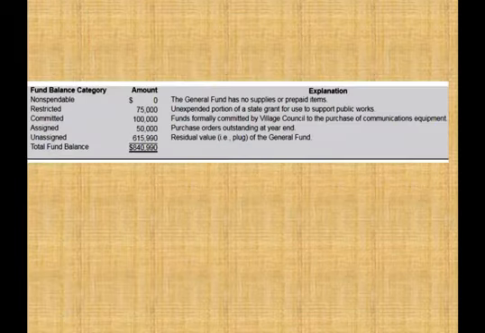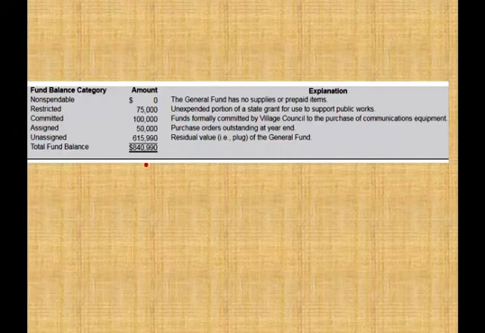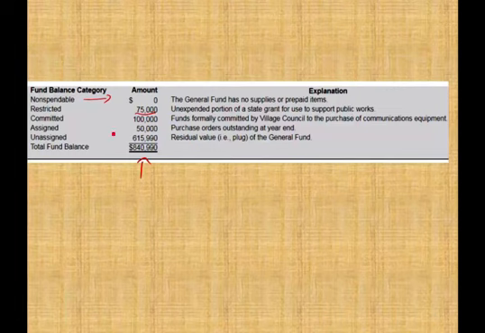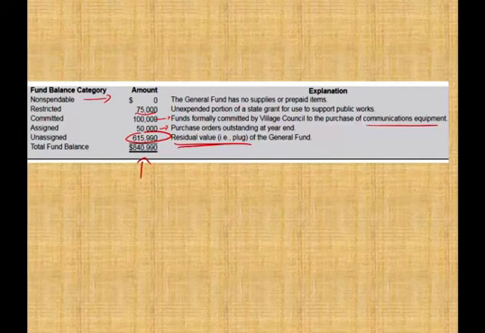And here's a breakdown of what they want us to do with the fund balance, 840,990. Again, this is given, don't worry. They have no nonspendable category. Restricted, they have 75,000 from the fund balance, the unexpended portion of the state grant they use to support public works, that's fine. Committed, they have 100,000, they want to buy communication equipment. And they have $50,000 for purchase orders outstanding at the year end, which we encumbered, but we haven't received the order. And 615,990, we can do whatever we want with it.